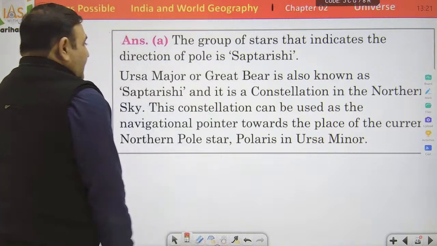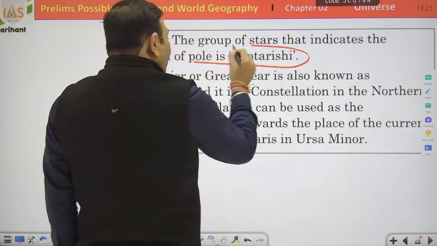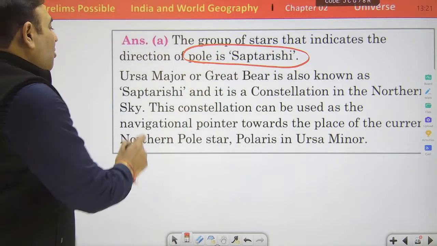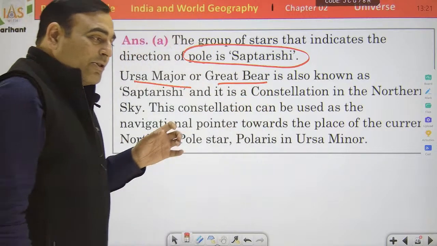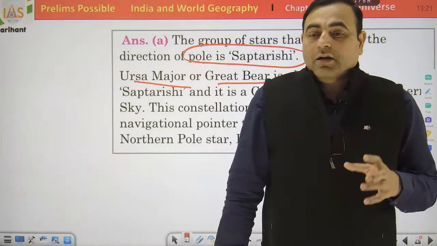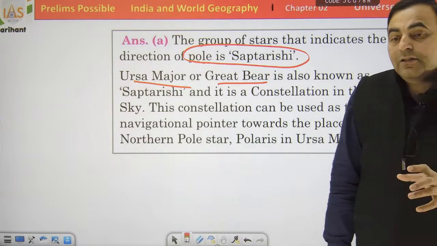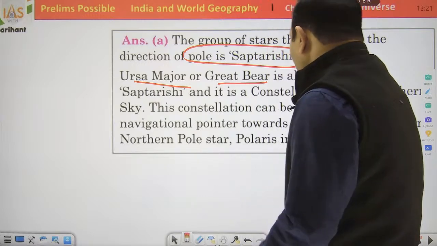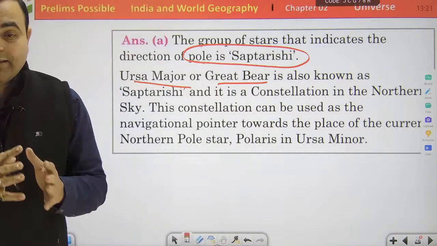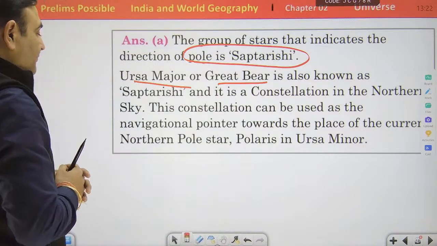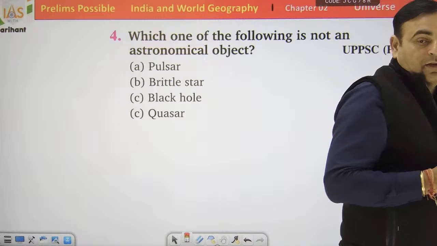Yes, the answer is Saptarishi. The pole star is a part of Saptarishi, which is Ursa Major or the Great Bear. Saptarishi is also called Ursa Major or Great Bear, which is always in the north sky. It has a star indicating towards the north, which is fixed, known as the pole star. Clear? Am I clear? Next question.